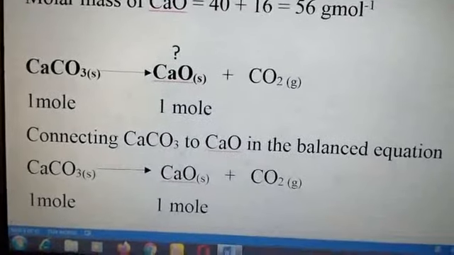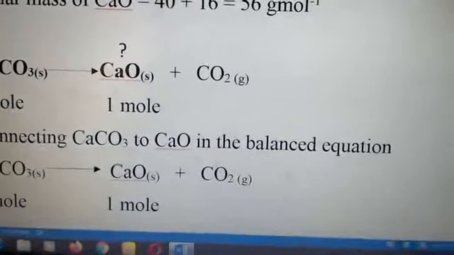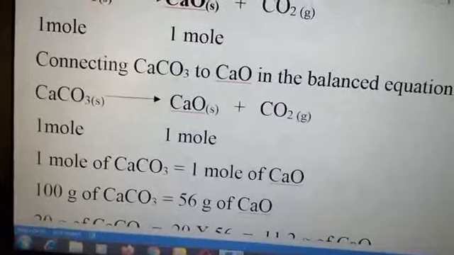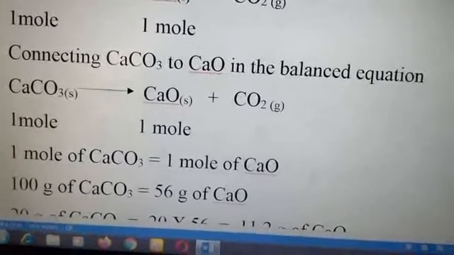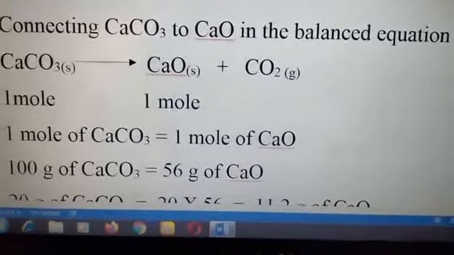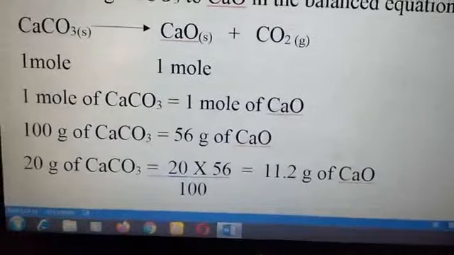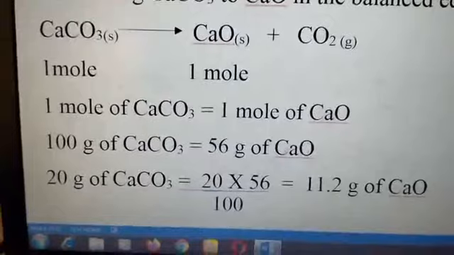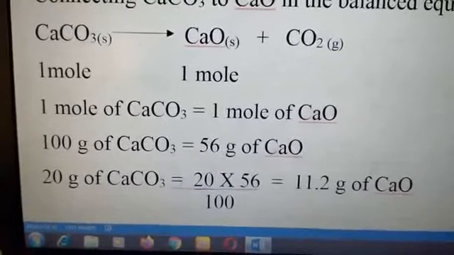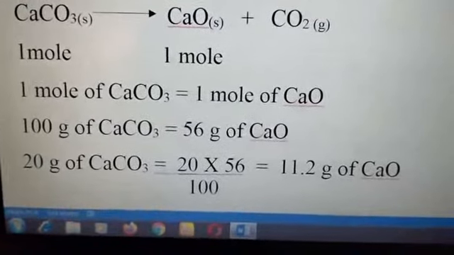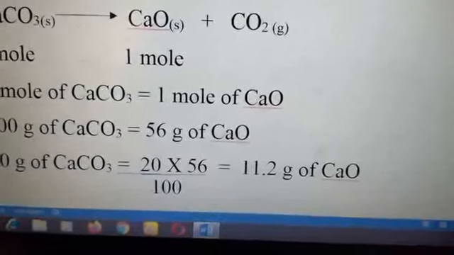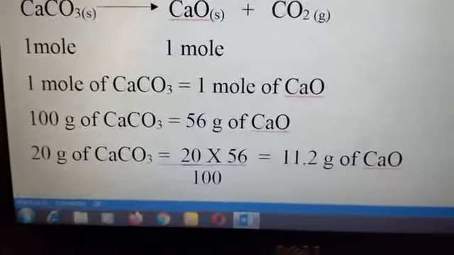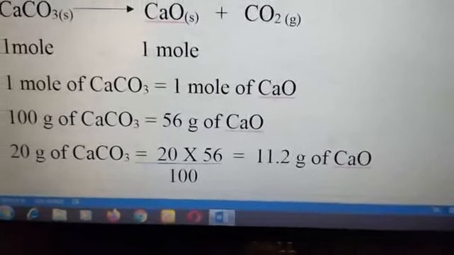So when I say connecting calcium carbonate to calcium oxide in the balanced equation, 1 mole of calcium carbonate gives 1 mole of calcium oxide, as you can see there. And we know in chemistry that 1 mole of a compound is equal to its molar mass. So we replace 1 mole of calcium carbonate with 100 grams, which is the molar mass of calcium carbonate, and 1 mole of calcium oxide with 56 grams, which is its molar mass. So 100 grams of calcium carbonate gave us 56 grams of calcium oxide.